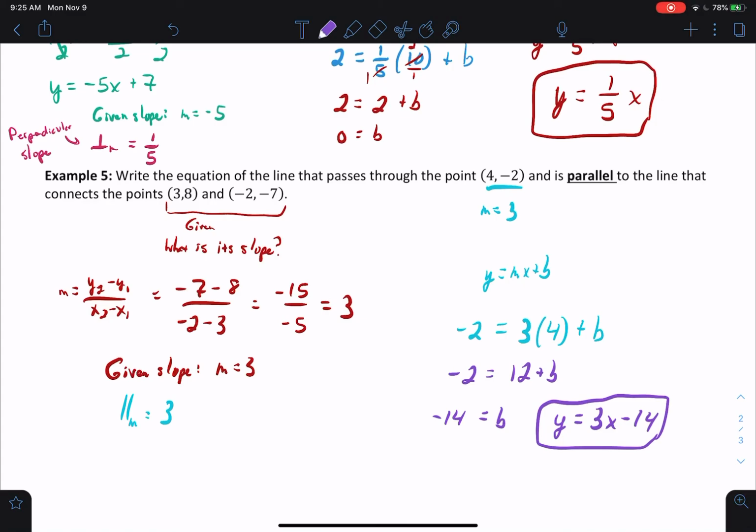If you have any questions, let me know. It all comes down to slope, and you have to understand what these questions are asking. Find your given slope, then find the slope that you want, whether it's the parallel slope, which will be the exact same, or the perpendicular slope, which will be the opposite reciprocal. Use the point, use the slope, write the equation of the line.